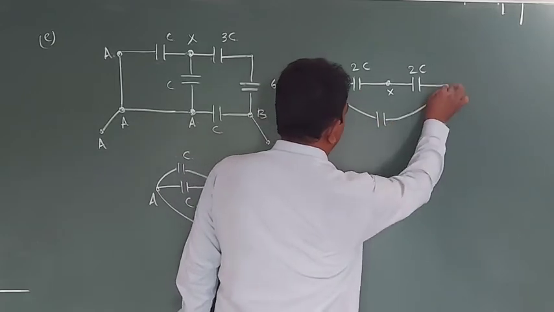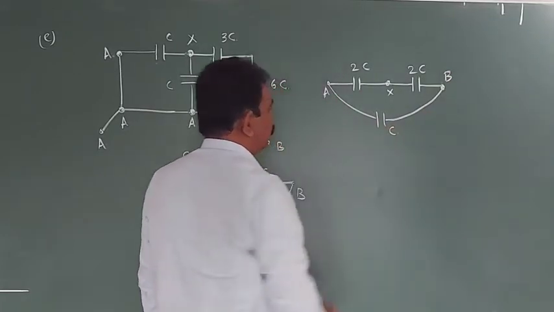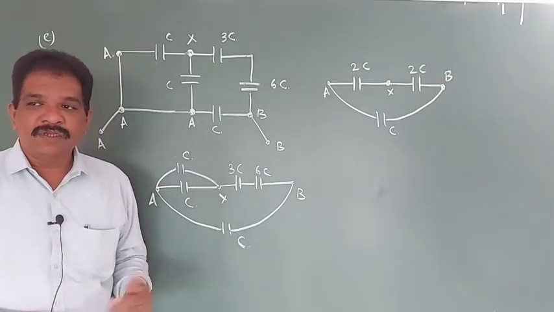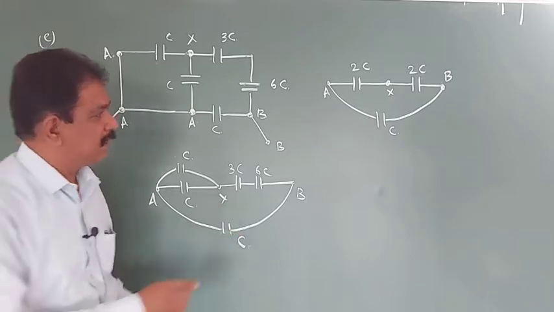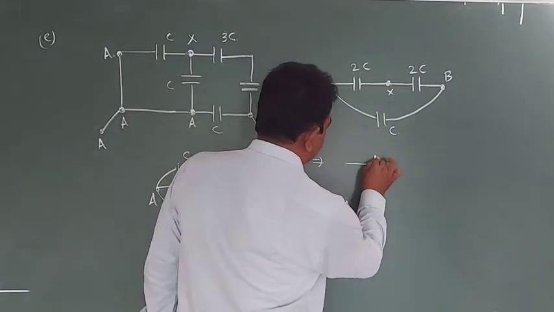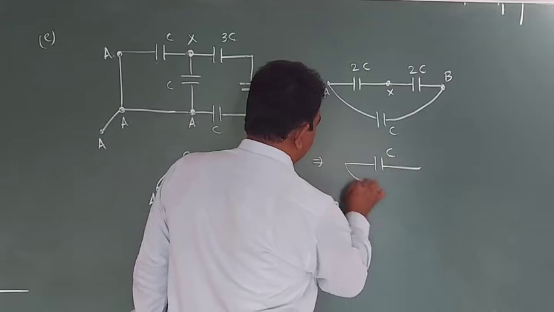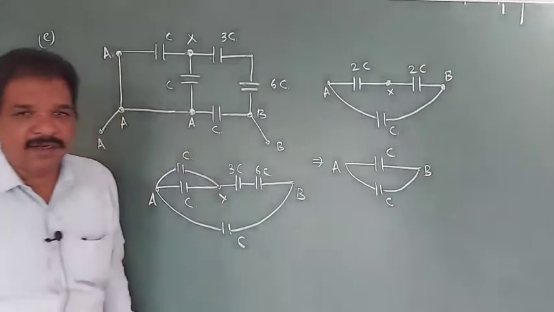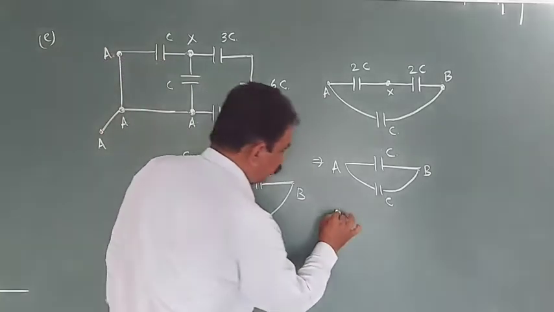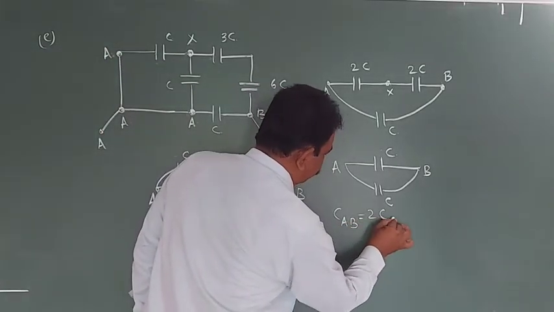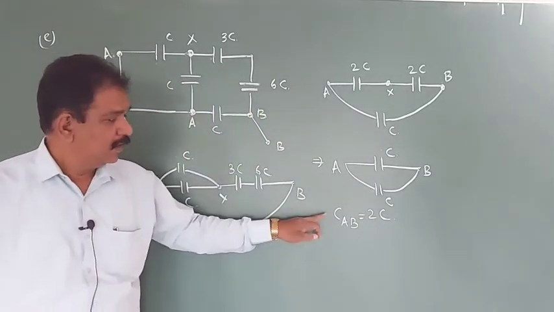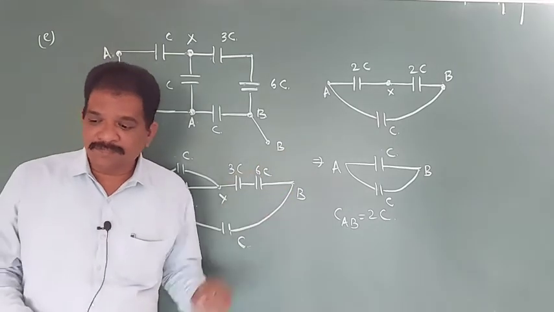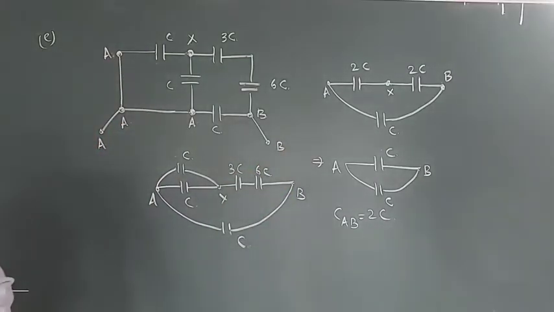Again, here this will be C, here it will be B. The two 2C's will be in series. Effective will be 2C by 2, that means C. So again, if you redraw the circuit, here it will be C, here it will be C. These two C's will be in parallel. Effective will be C_AB equal to 2C. Clear? In this way, we have to do the problem, then we will get the answer. Clear? Next, do one more problem.